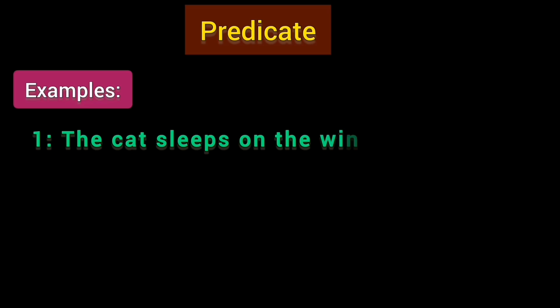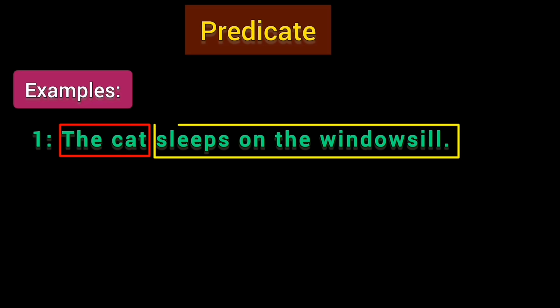The cat sleeps on the windowsill. Look at this sentence. Here, the cat is a subject, and sleeps on the windowsill is a predicate. Basically, the predicate, sleeps on the windowsill, tells us what the cat is doing. The verb, sleeps, is the action, and, on the windowsill, provides extra information about where the cat is sleeping. So, everything after the subject is part of the predicate because it completes the thought and tells us about the action related to the subject.